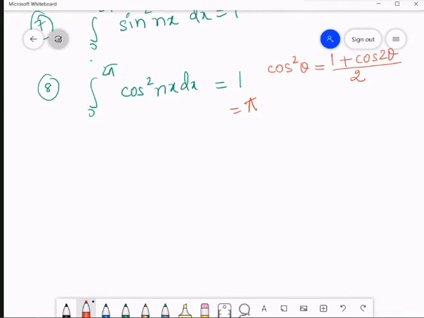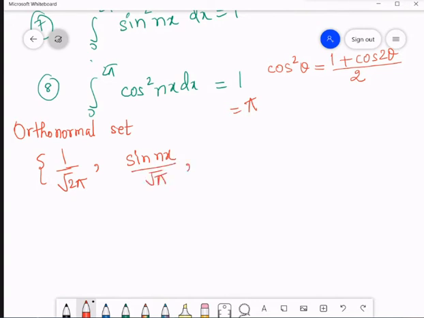Okay. So now what will be the corresponding orthonormal set? What is the corresponding orthonormal set? So we got 1 by square root of 2 pi, with sin nx we got 1 by square root of pi, and even with cos nx we are getting 1 by square root of pi, where n is a natural number. Okay, so we have taken a very big set and we could work this out.